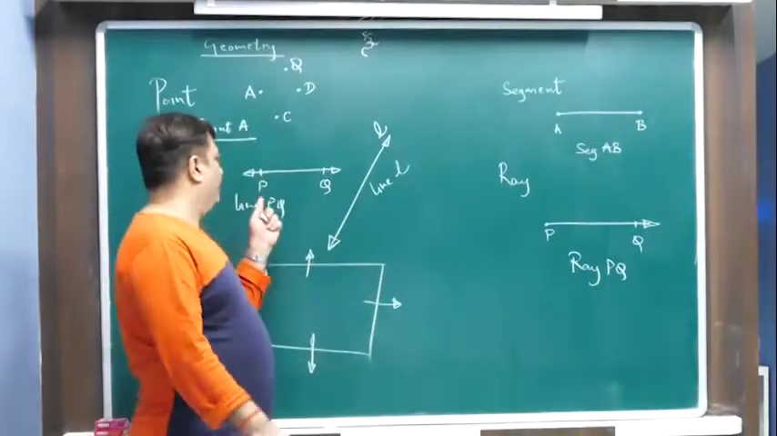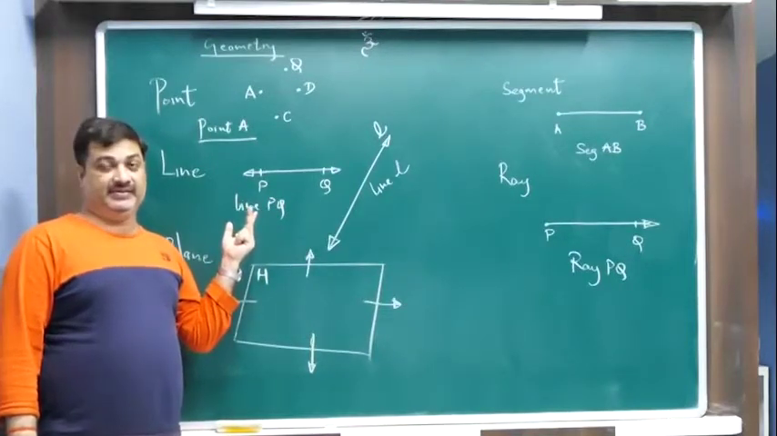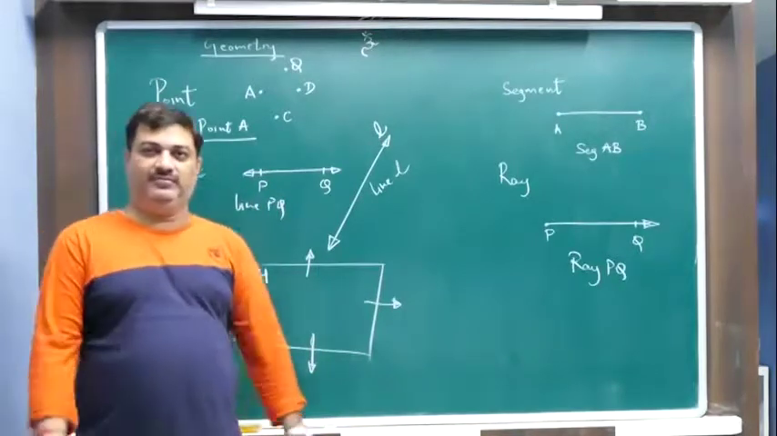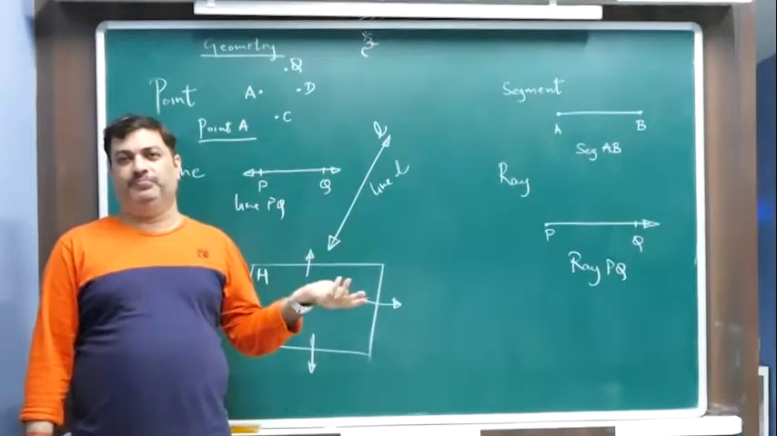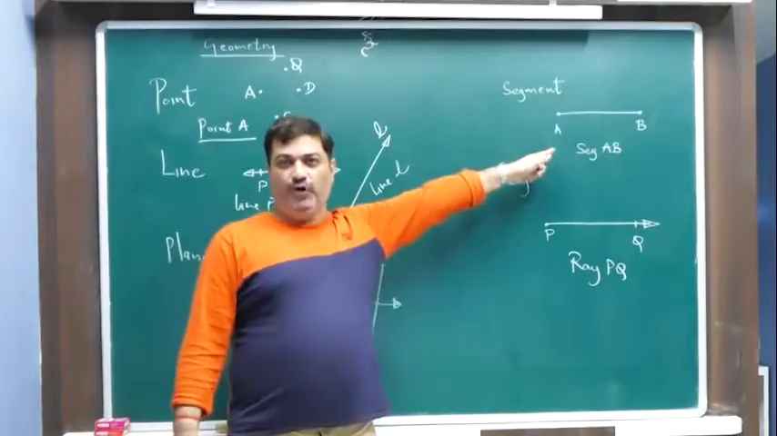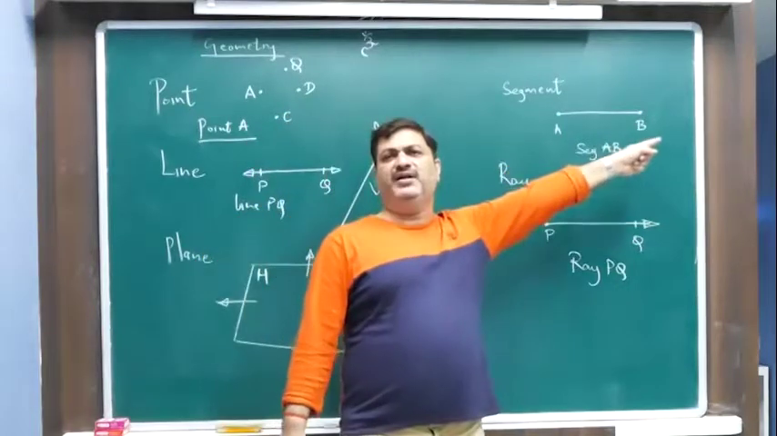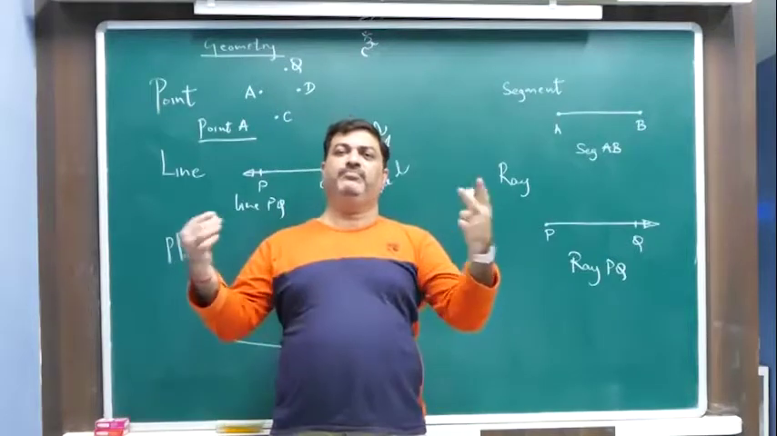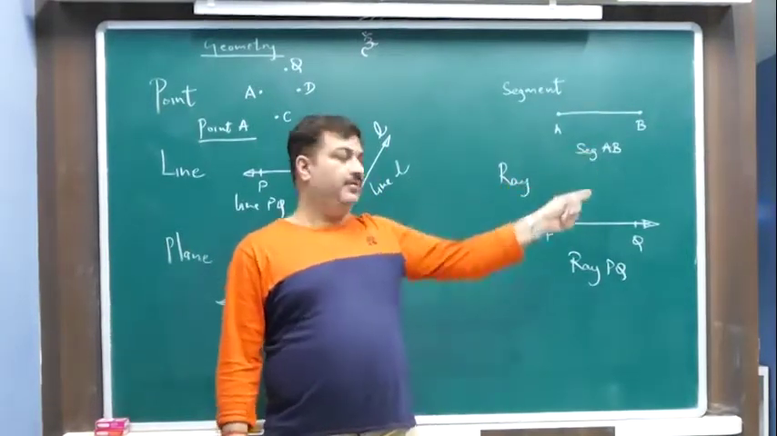A line PQ, can I write line QP? Yes. Arrow here, it doesn't matter which side you start. So you can call it line PQ or you can call it line QP, no problem. Segment AB, can you call segment BA? Yes. As I told you, if this is the starting point, this is the ending point. If that is the starting point, this is the ending point. How does it matter? Both sides are same. So you can call it segment AB or you can call it segment BA.